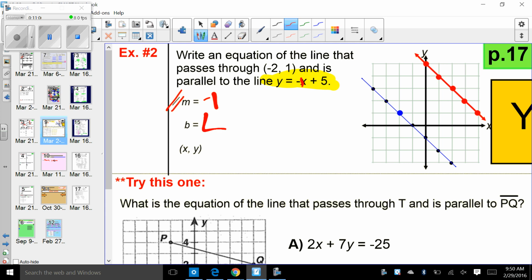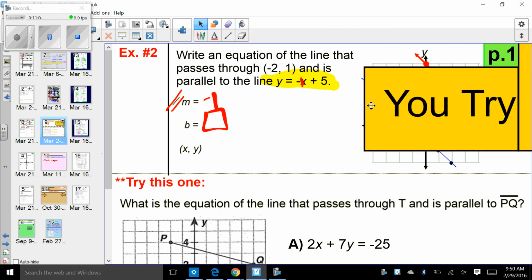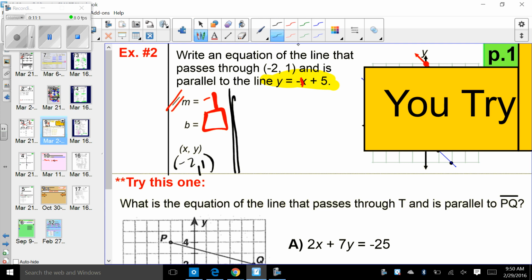We don't know the y-intercept of the new line, and we know that it goes through the point (-2, 1). So we have a point and we have a slope. You can either go y equals mx plus b on this equation, or you can go point slope. I'm going to go point slope. So we go y minus 1 equals, my slope has to be the same if the lines are parallel, so we have already identified that as -1, and we have x minus -2.